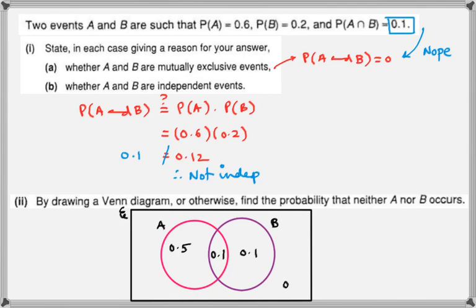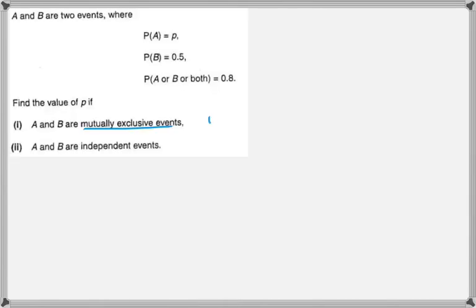How much probability have you accumulated in these two circles combined? So 0.5, 0.1, 0.1, which is 0.7. That means what are you left with? 0.3. That is exactly what the examiner has asked for. By drawing a Venn diagram or otherwise, find the probability that neither A nor B occurs, which in set notation means A union B, the whole thing complement. Now let's look at another question that's slightly trickier than this one, but using the same basic principles.